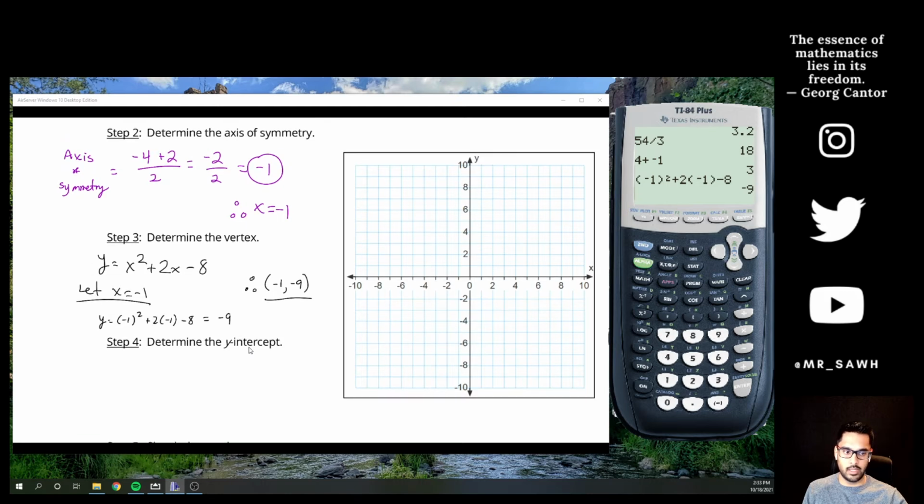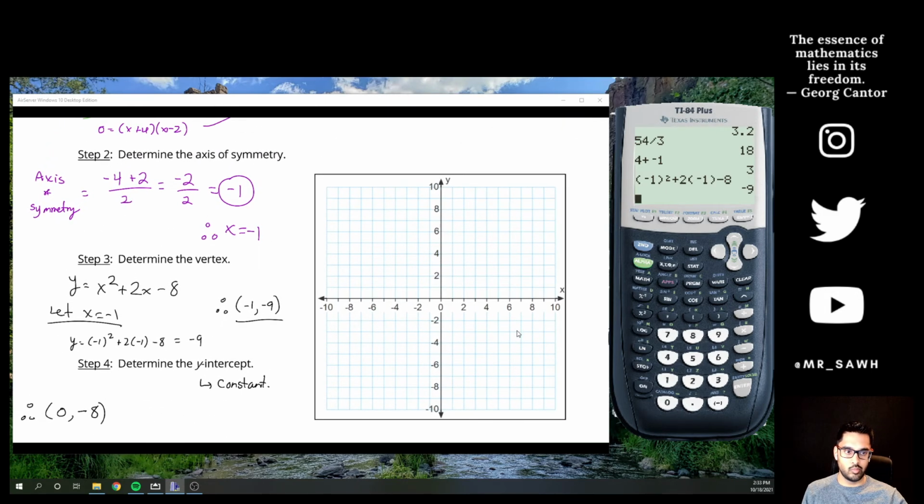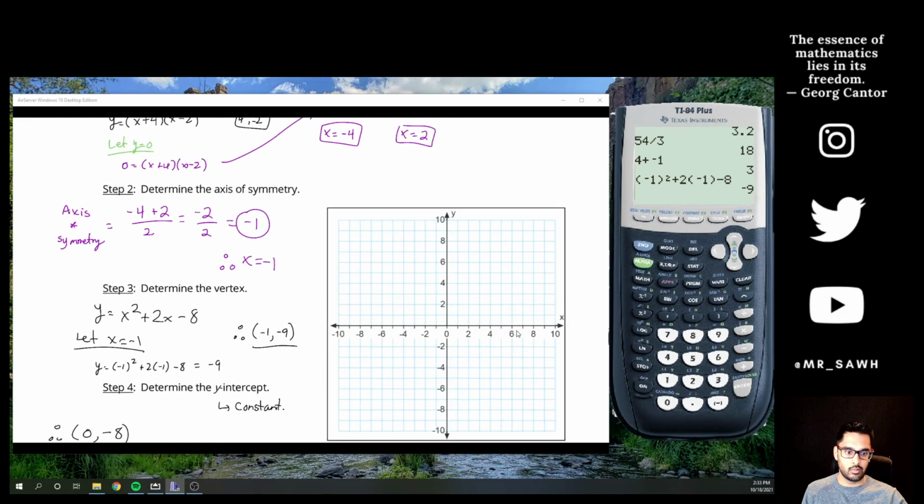The y-intercept is an easy one, because if I look at the original equation, that's just going to be my constant. I really don't have any work to do, so I know that the y-intercept is when x is 0, y is minus 8, right? Straight from the constant in that equation. All I'm asked to do now is graph it. So we'll put all that information on there, we'll graph it, and then we'll look at our calculator to see if we did it correctly.